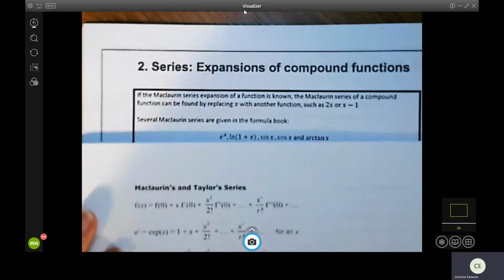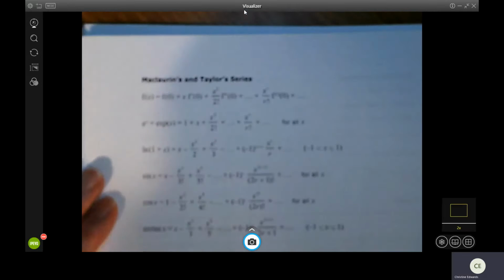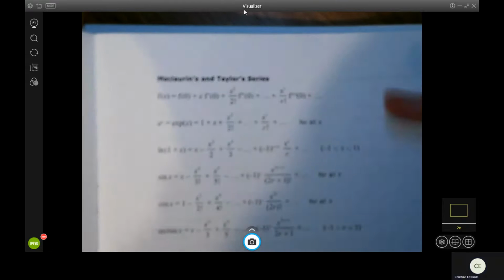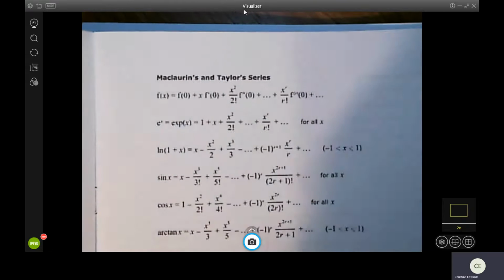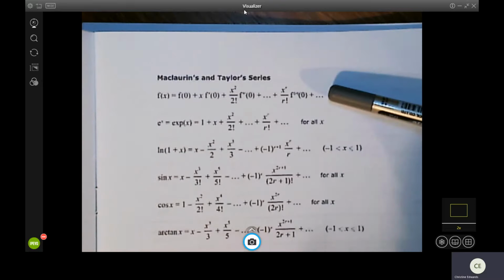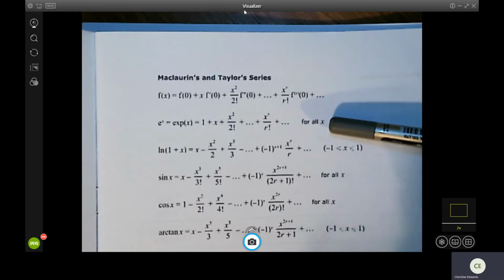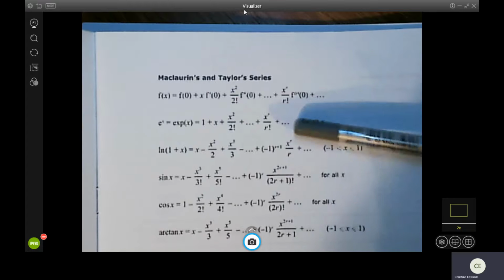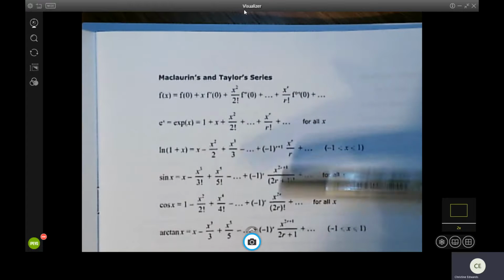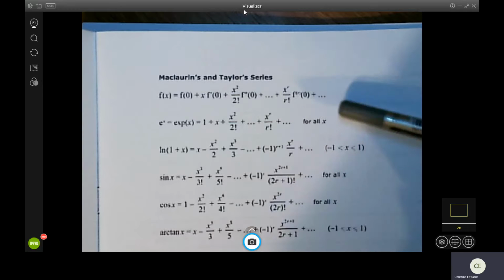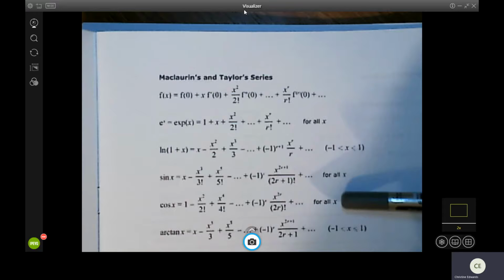So if we have a look on page 18 of your formula book, you can see that we have our original Maclaurin's expansion, and then we've got the Maclaurin's expansions already worked out for us for e to the x, log of 1 plus x, sine x, cos x, and arctan. Notice that they all have different validity ranges.